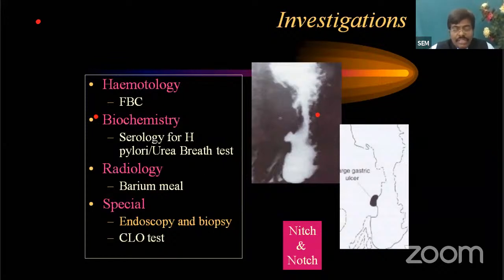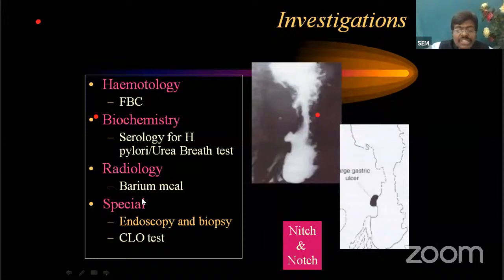But the most important thing as far as you are concerned is, in barium, which we used to do in the past, we will show a notch, a speck of barium at the ulcer bed. And also there is a peristalsis in the opposite direction. If you have an ulcer along the lesser curvature, you will have a small niche and then a notch or a peristalsis here. So niche and notch is a barium finding.